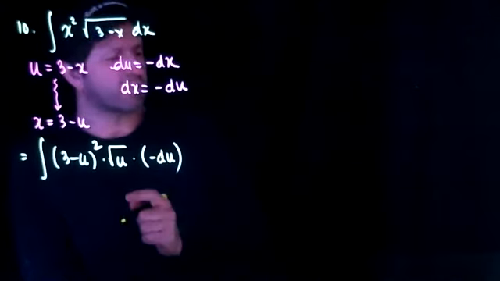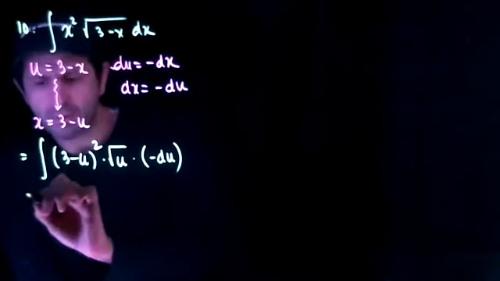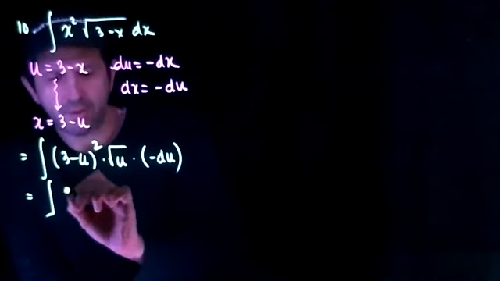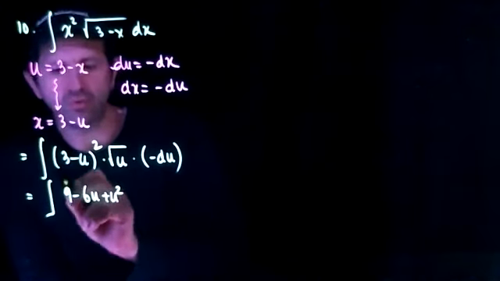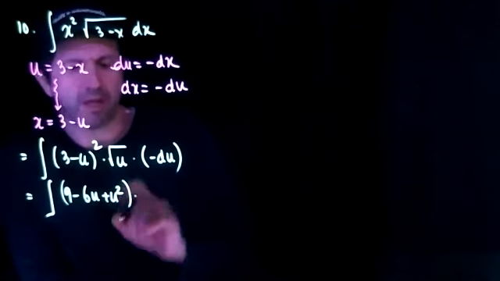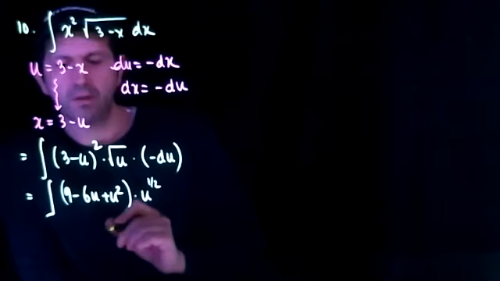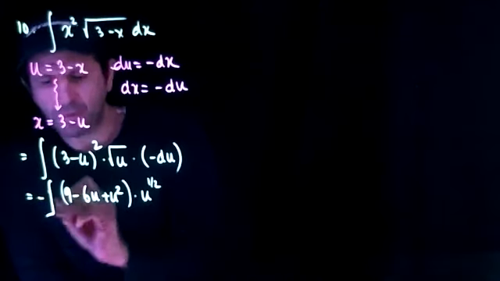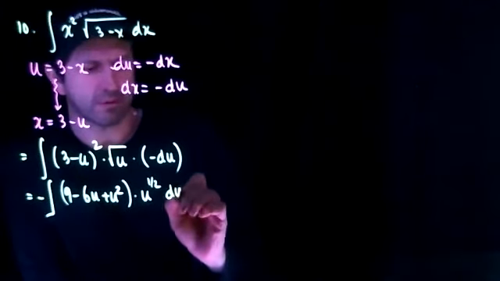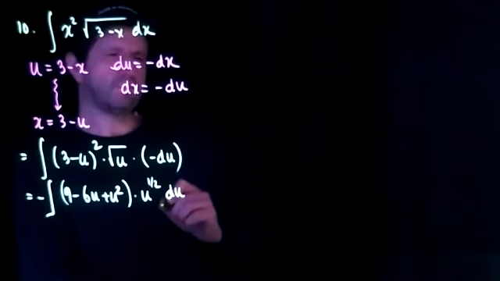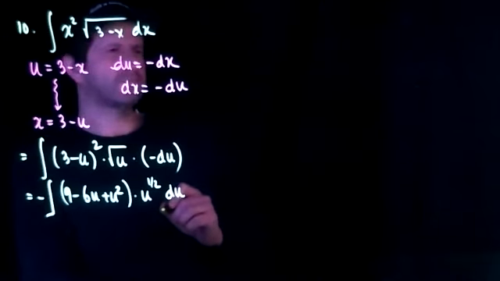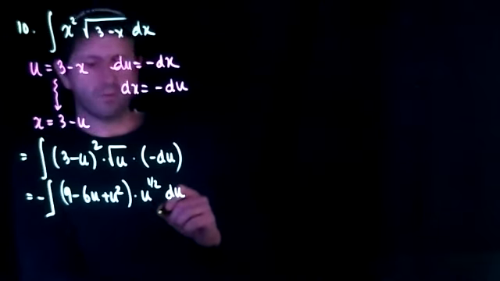And this is not a difficult one. Okay, let's do it. I will open up everything. So this will be 9 minus 6u plus u squared, times u to the power half. And I'm going to put a negative in front, du. Okay, we're good?